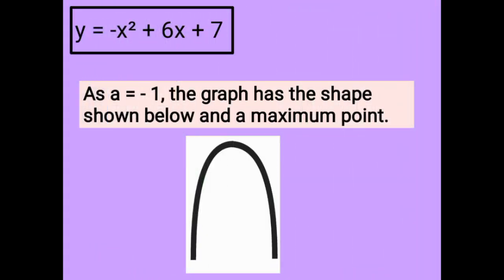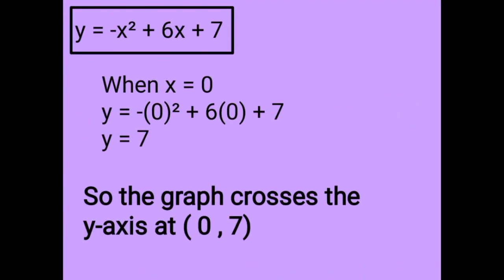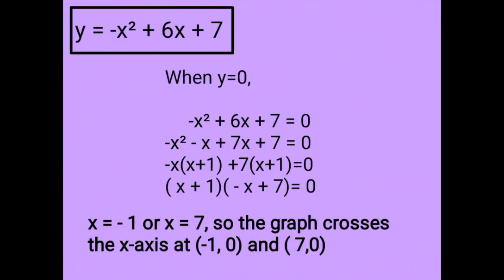y equals minus x squared plus 6x plus 7. As a equals minus 1 is negative, the graph has the shape shown below and a maximum point. When x equals 0, y equals 7, so the graph crosses the y-axis at 7. When y equals 0, minus x squared plus 6x plus 7 equals 0.